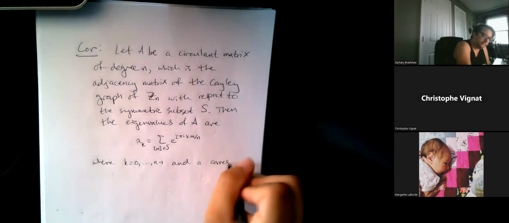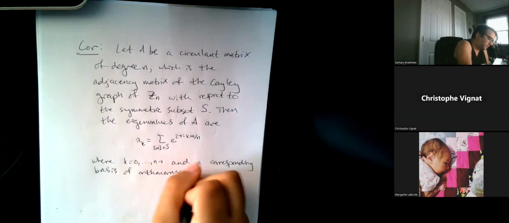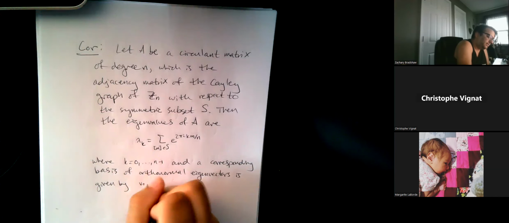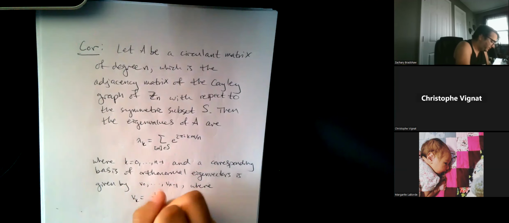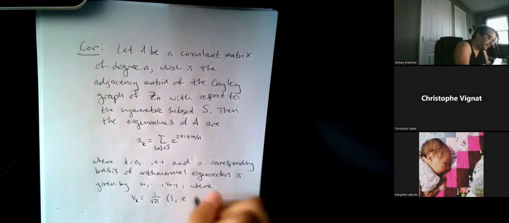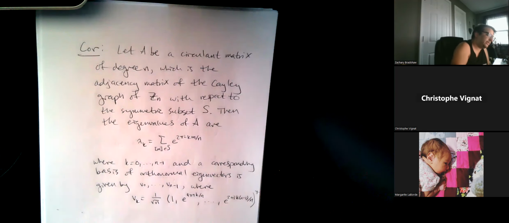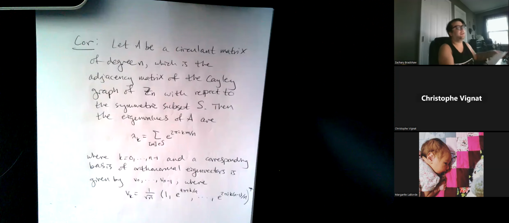And a corresponding basis of orthonormal eigenvectors is given by v0 through vn minus 1, where vk is 1 over the square root of n. And I'm going to write this as a row vector, 1, e to the 2 pi i k over n, e to the 4 pi i k over n, all the way up to e to the 2 pi i k (n minus 1) over n. And I'll put a transpose there. That is a transpose. Okay, so it's just the theorem, but applied to circulant matrices. Right, so if you ever have a matrix that has that nice form, well, then you immediately know its eigenvalues and eigenvectors.